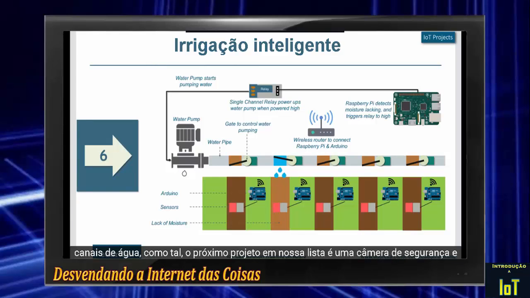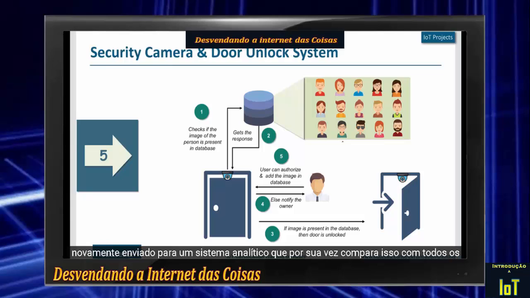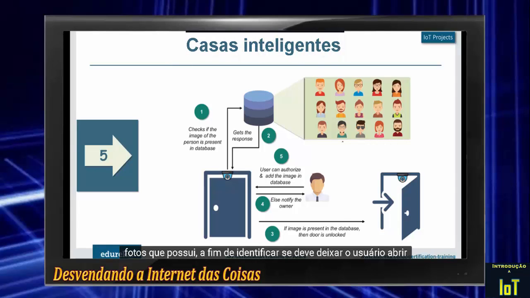The next project in our list is a security camera and door unlock system. Now this is something that's quite interesting, and I've personally tried this out, and it's really something that you should try out as well. Here what happens is that you place a camera on top of a door, which in turn clicks the photo of a person who comes into the frame. Now this photo is again sent to an analytical system, which in turn compares this with all the photos that it possesses in order to identify whether to let the user open the door or not.